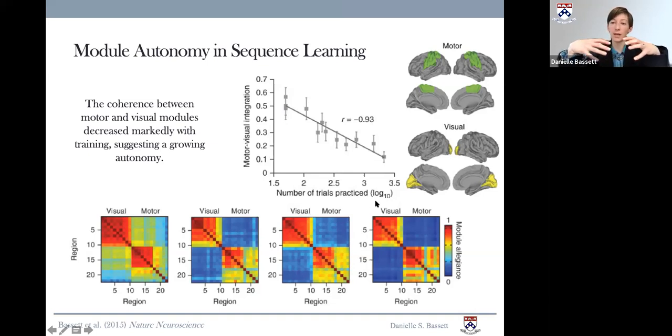So again, suggesting that as learning happens, the modules in the brain, which initially had to come together to enable learning to happen, become more and more autonomous as the performance of the behavior becomes more autonomous, more of a habit, more ingrained in motor memory.